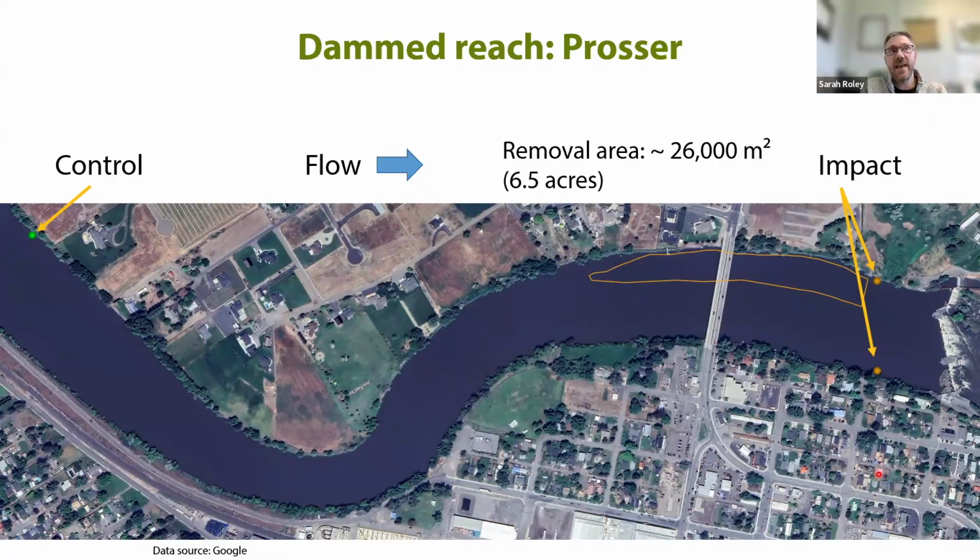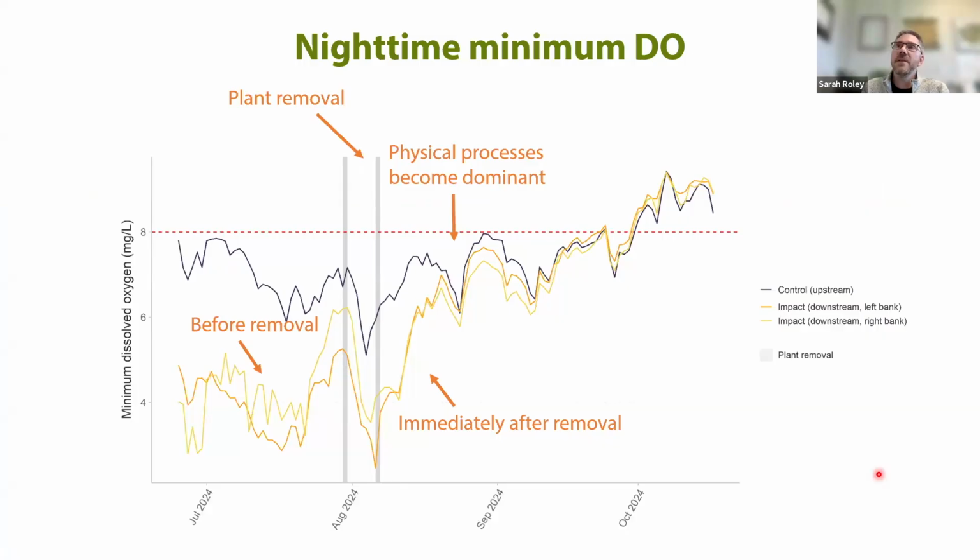Okay, so I want to give that caveat, and I'm going to bring in some data. So here is nighttime minimum dissolved oxygen. This is the exact same type of plot you saw before, where we've got raw nighttime dissolved oxygen. We've got before removal here. Up at the top, we have our control sensor. Down at the bottom here, we have our two impact sensors.